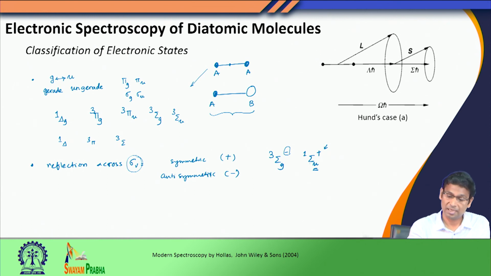Of course, we do not normally write this plus or minus sign for triplet pi or triplet delta, because remember, all pi, delta or phi states are doubly degenerate. One of these components is symmetric with respect to the reflection, the other component is antisymmetric. So, it goes without saying that one of them is plus, another is minus, and we do not normally write triplet pi plus minus, but this becomes very important for the sigma case.